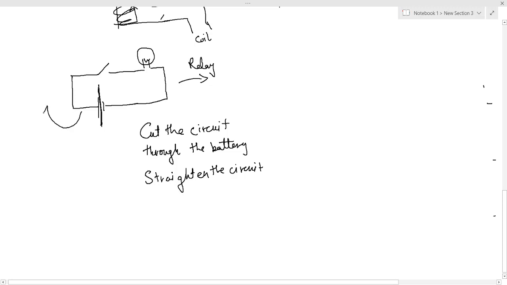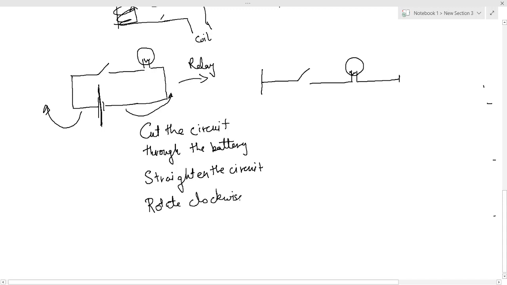So how will I straighten the circuit? I have to make this into a straight line. So how will the circuit look? This will be positive, this will be my switch, this will be my bulb, and this will be my negative end. Right? This is how the circuit will look when I straighten it. And the third step is rotate clockwise by 90 degrees. So just rotate it clockwise by 90 degrees. So how will this circuit look? This circuit will look like this.